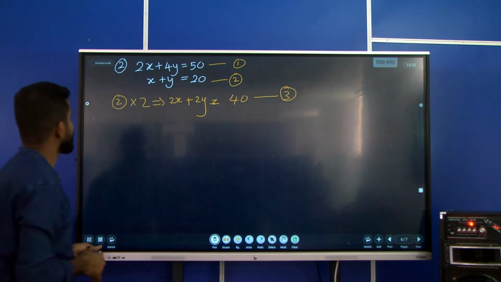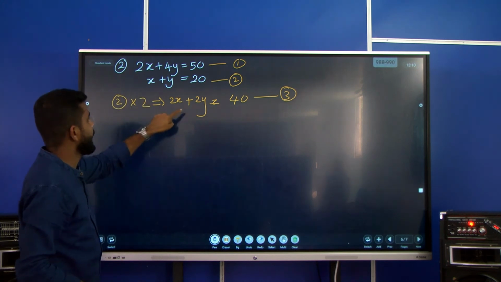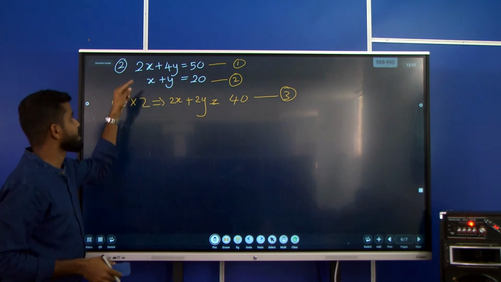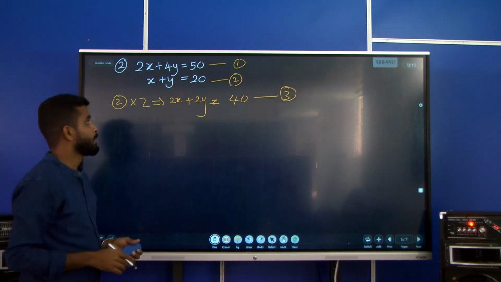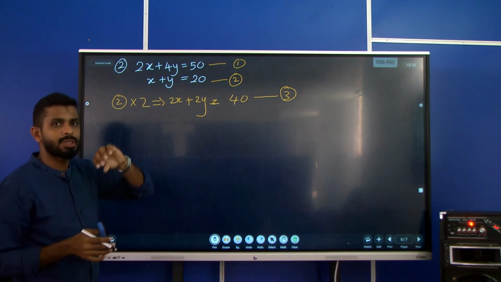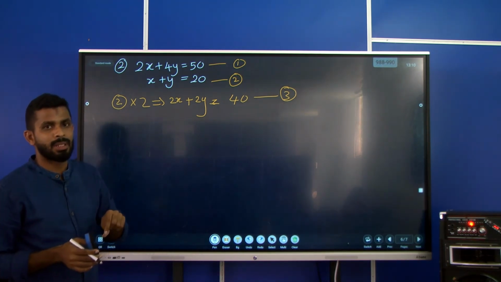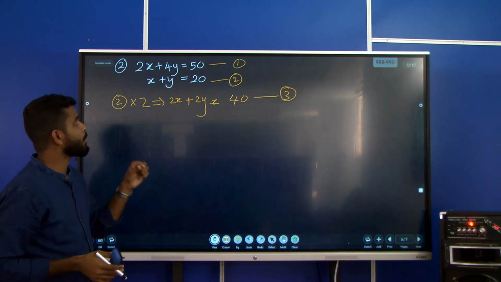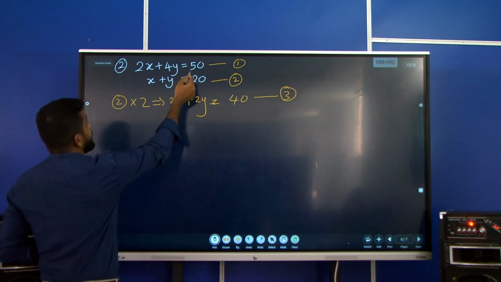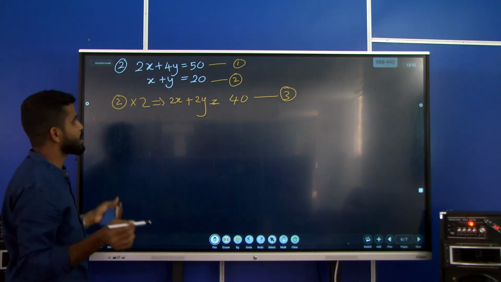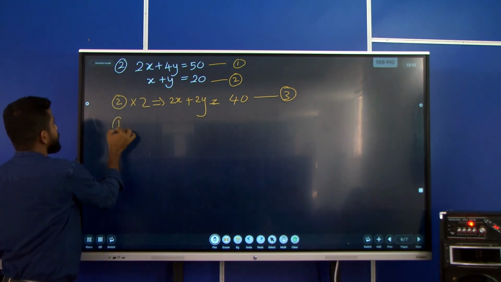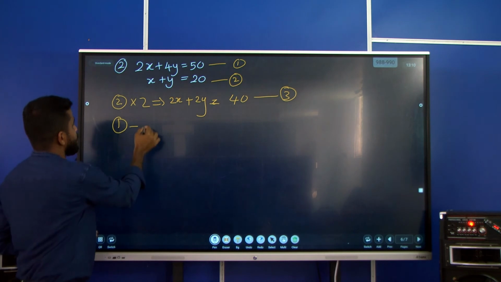Therefore, check the first one and the third one. Now it's very simple for us. Here also 2x, and here is also 2x. If you subtract, 2x would be cut off. But be careful: it's better to subtract from the bigger number to the lower number rather than the lower to the bigger. Since 50 and 4y are bigger, it's easy for us to subtract from the bigger to the smaller. So I'm going to do equation number 1 minus equation number 3.